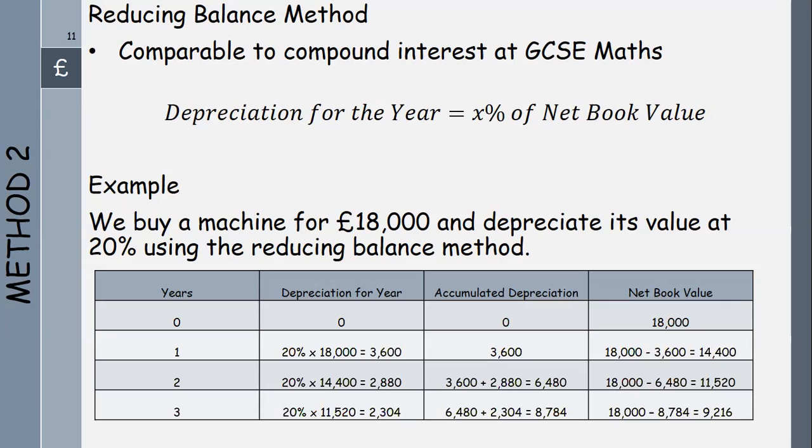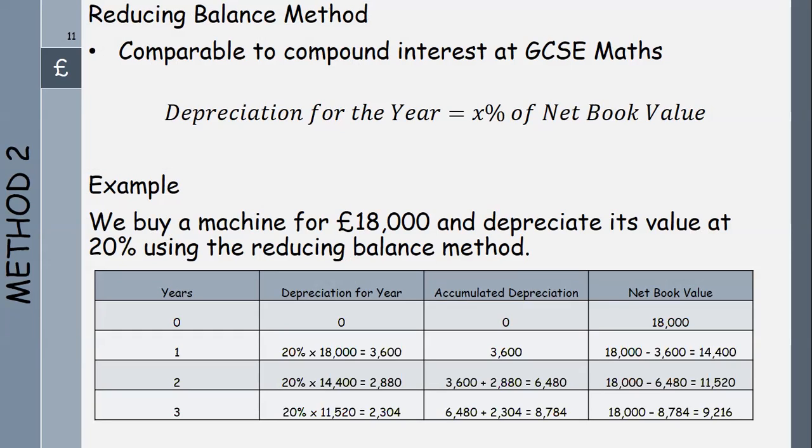But for the second year, we would do 20% of 14,400 to get that depreciation. Then we would add that depreciation on to the current total. So we do the 3,600 add 2,880, and then we take that away from the cost to get the net book value. Then for the third year, we do 20% of current net book value, so the 11,520. We would add that depreciation on to the current provision for depreciation, the current total, to get 8,784, and take that away from the cost to get 9,216 as the net book value after 3 years.